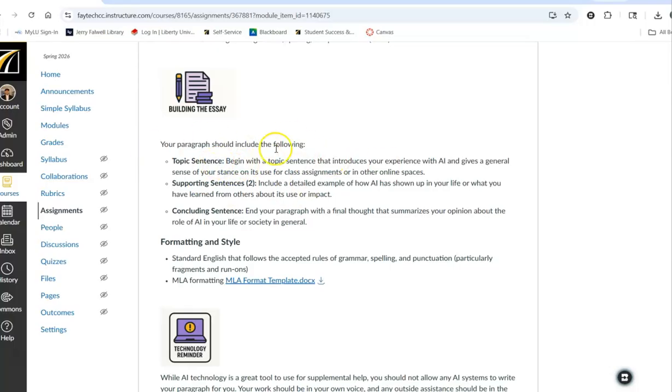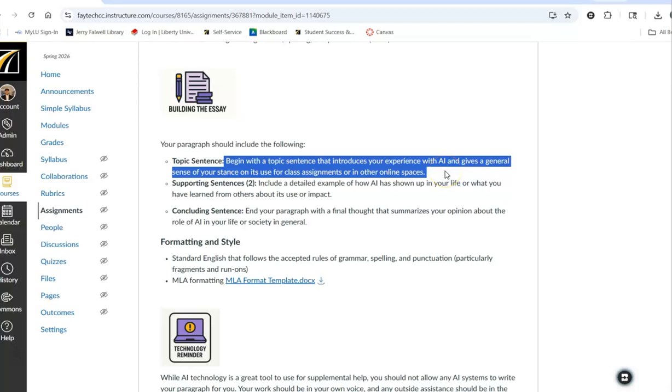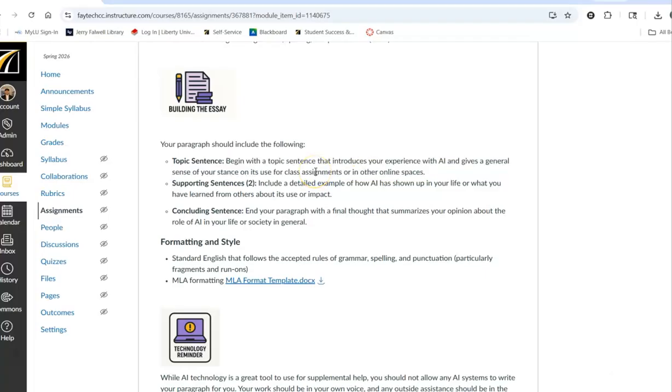So down here, it breaks down for you how to start your topic sentence. Begin with a topic sentence that introduces your experience with AI and gives a general sense of your stance on its use for class assignments or in other online spaces. Should we use it for class assignments? Yes or no? Should we use it in other online spaces? Yes or no? Should we use it for class assignments to a limited degree? And if so, what's the caveat?